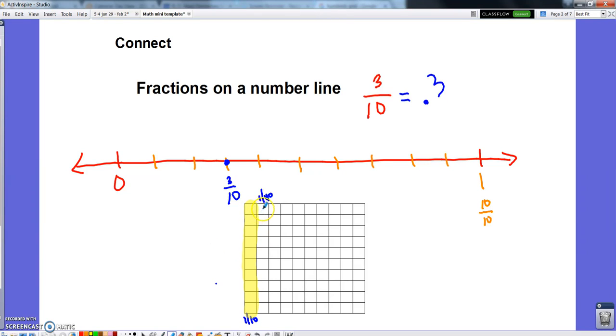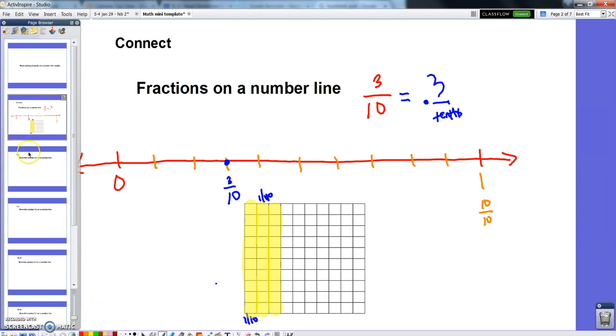1, 2, 3. And so if I do that, if you think about the fraction, that's 3 out of 10 columns highlighted. Or 3/10 this way, same thing. 3/10 of the grid is shaded. Okay, so that's how we did them yesterday. Today we're going to put decimals on the number line, and we'll have 2 different ways to represent them. All right, I'm going to do 2.